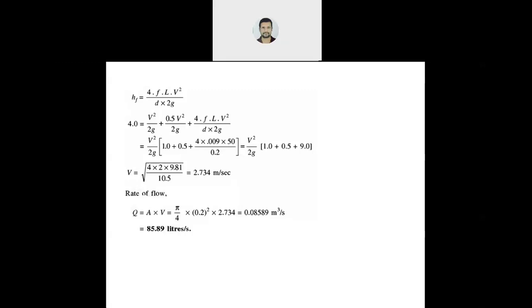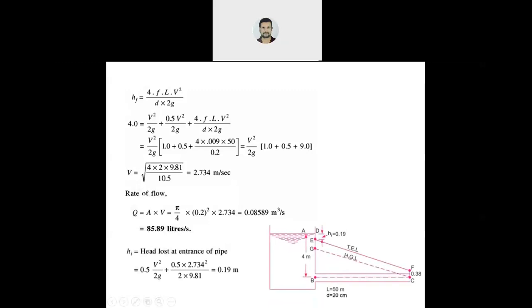So basically we have dealt with the hydraulic gradient line and total energy line. Total energy means all three forms of energy: pressure energy, potential energy, and kinetic energy. In case of the hydraulic gradient line, there will be only two energies. The kinetic energy will be absent. And then we have seen a numerical based on it. So this was all which we have dealt with now.